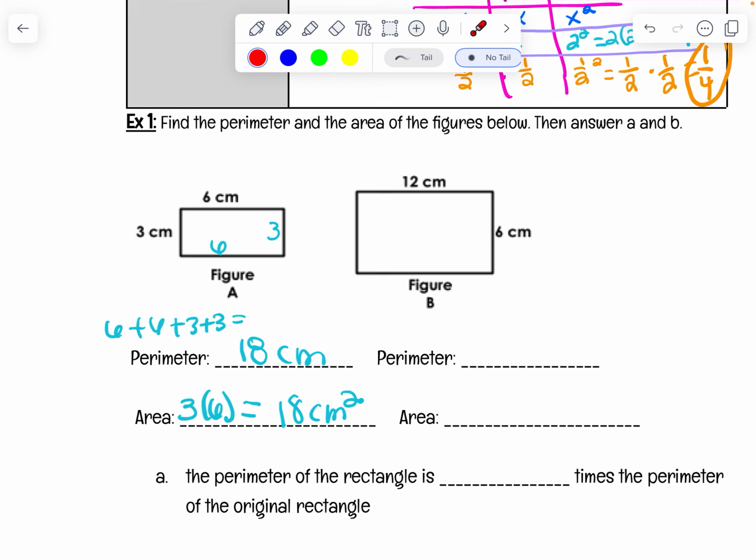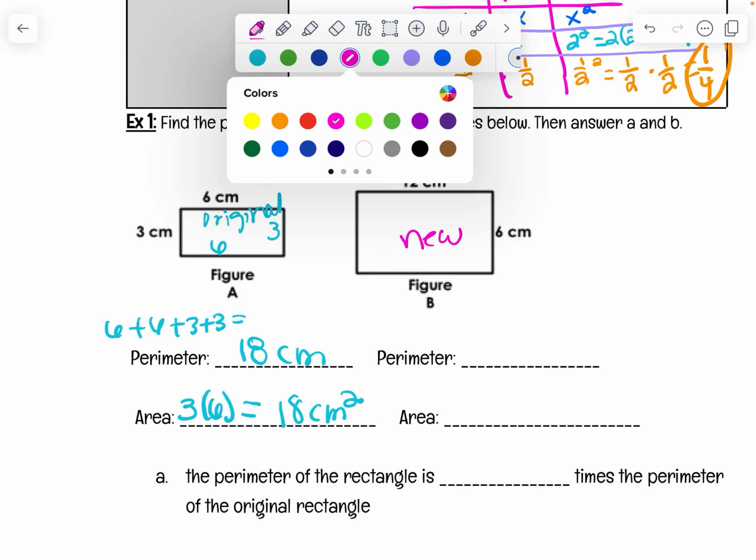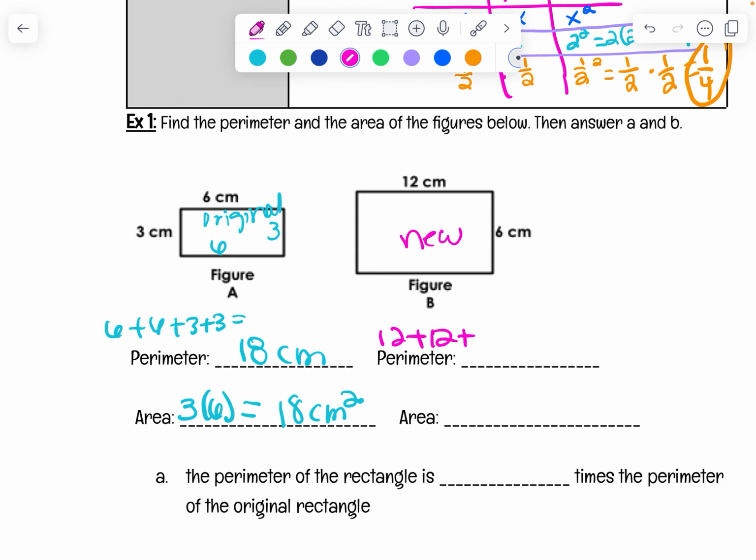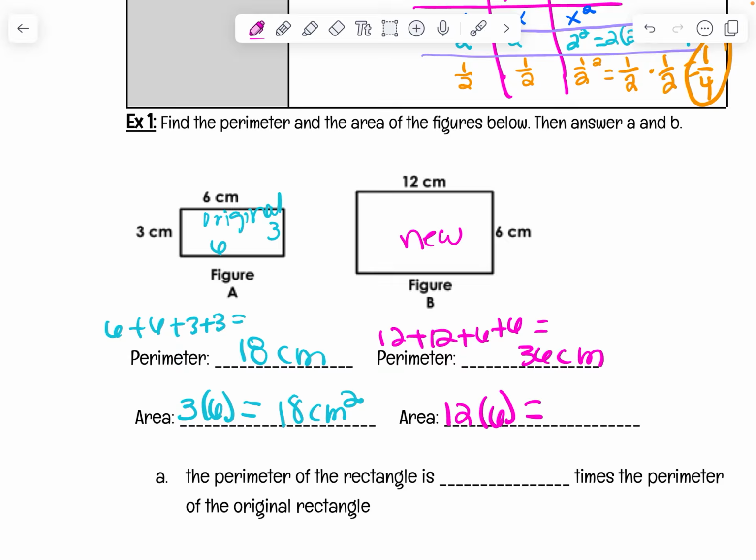Now, it's just a coincidence that both of these numbers are the same. That's not always going to happen. It just happened that these numbers worked out like that. All right, so the new figure, I'm going to label new, and then I'm going to put O for original. All right, so the perimeter to this new figure, again, I'm going to add 12 plus 12 plus 6 plus 6. So the perimeter to this rectangle is going to be 36 centimeters. Oh, sorry, it's just centimeters for perimeter. The area is going to be squared. So then the area for this is going to be 12 times 6, which is 72 centimeters squared.